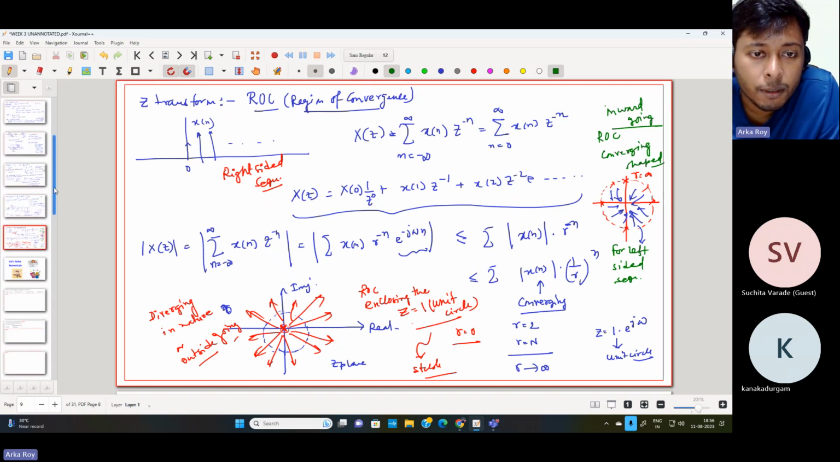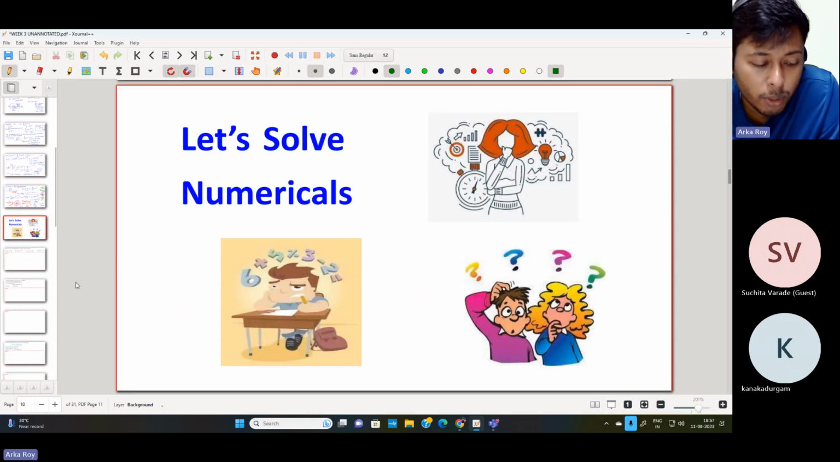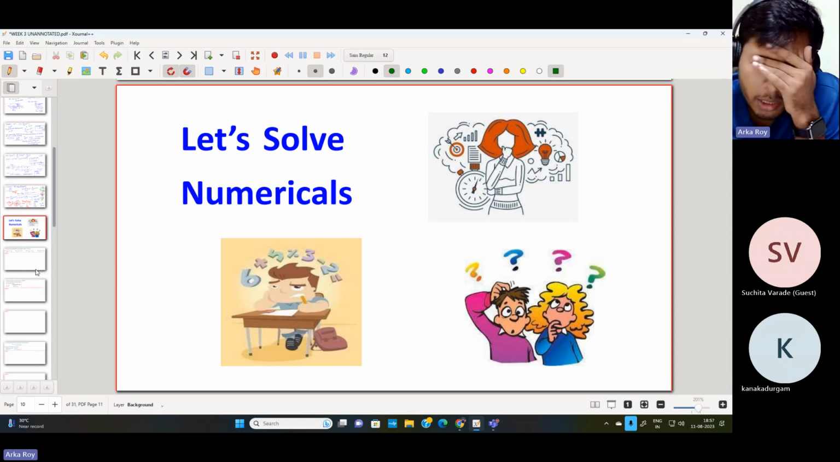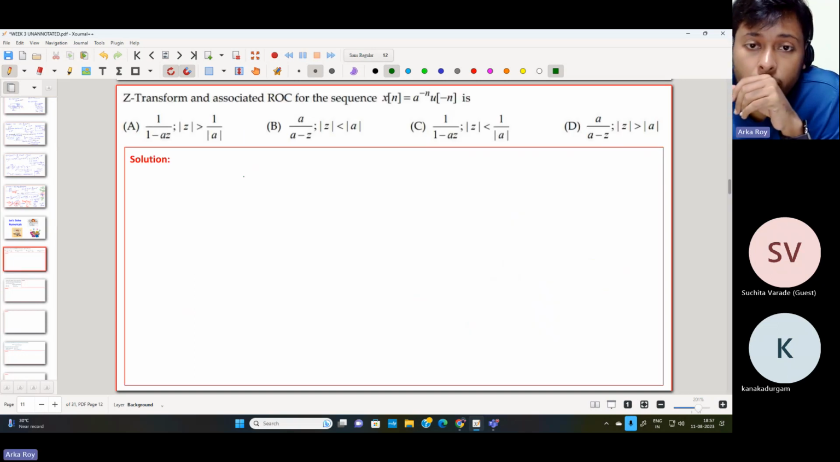So with this, we have almost covered the basic concepts that the professor has already talked about in the 5 lectures. This was the quick recap part, and with this we'll start solving some numerical questions which will be helpful for the week 3 quiz. So starting with the first question.